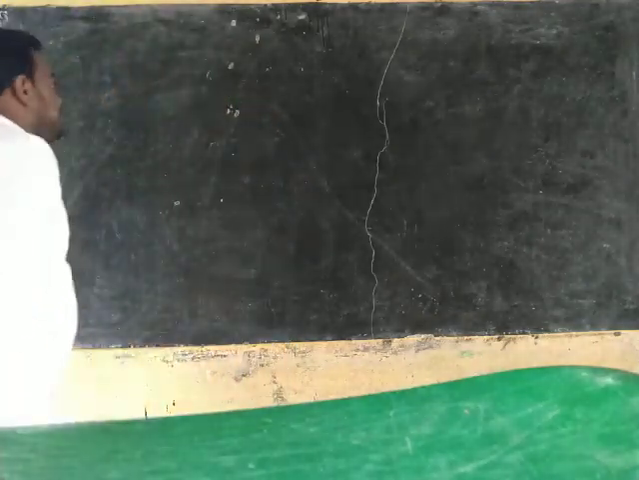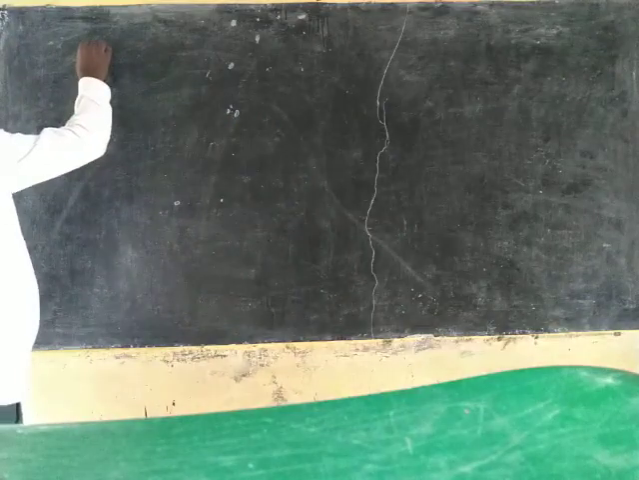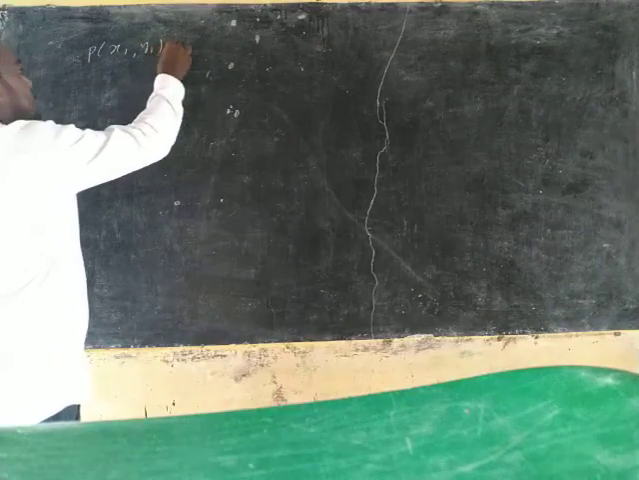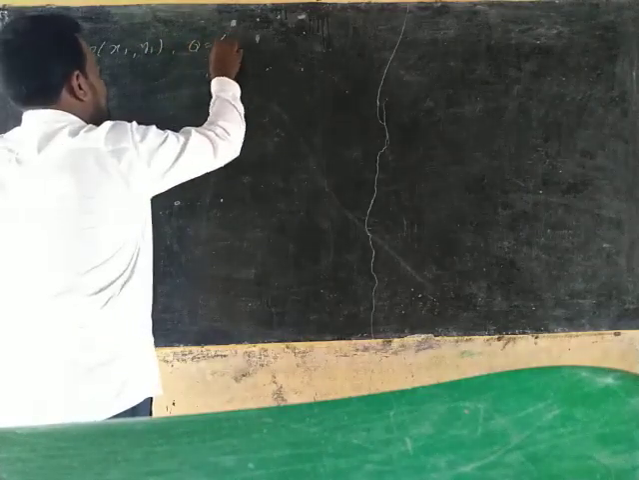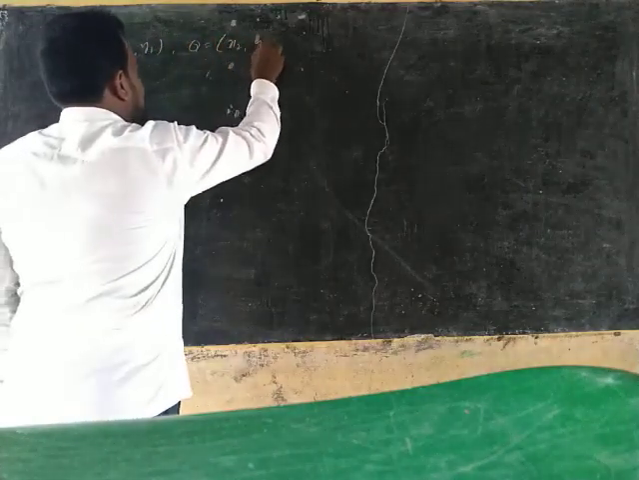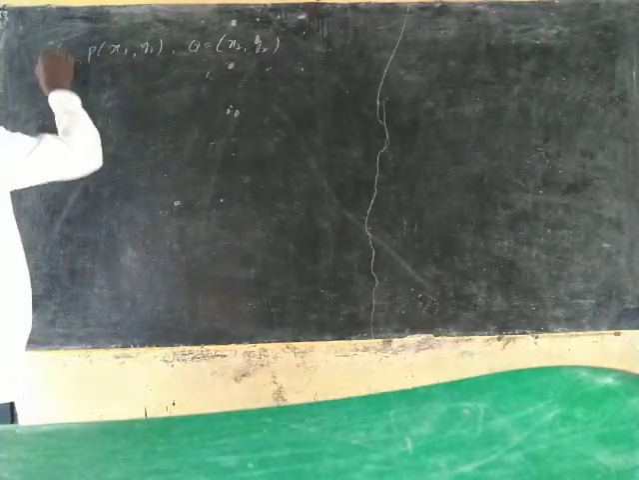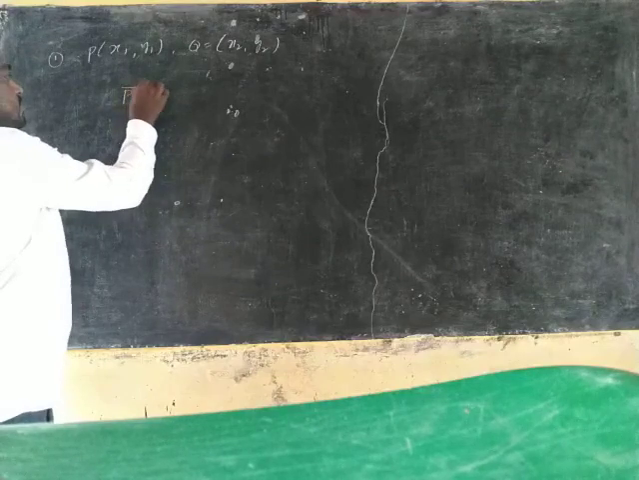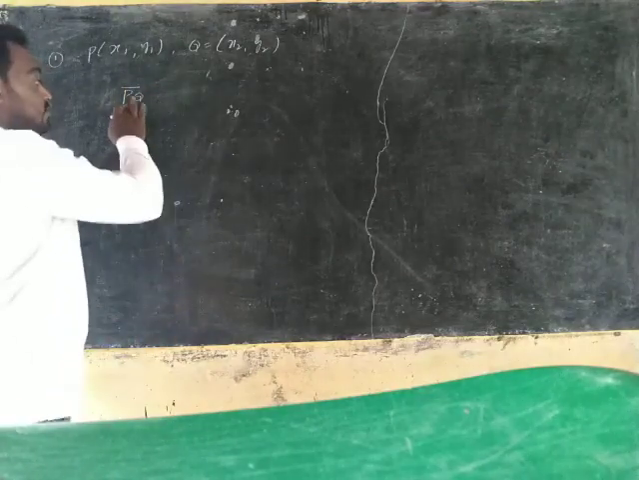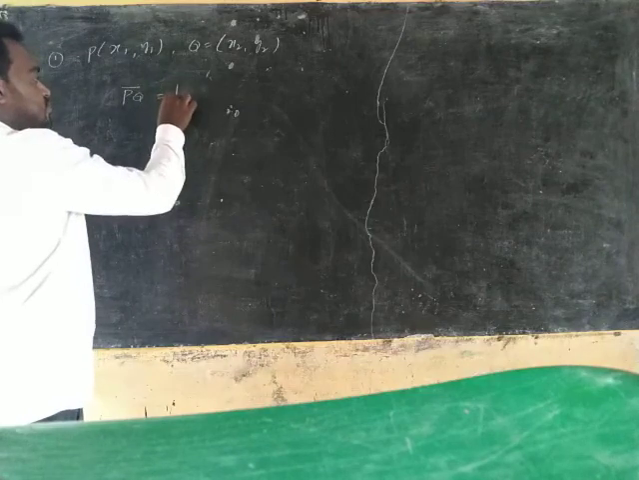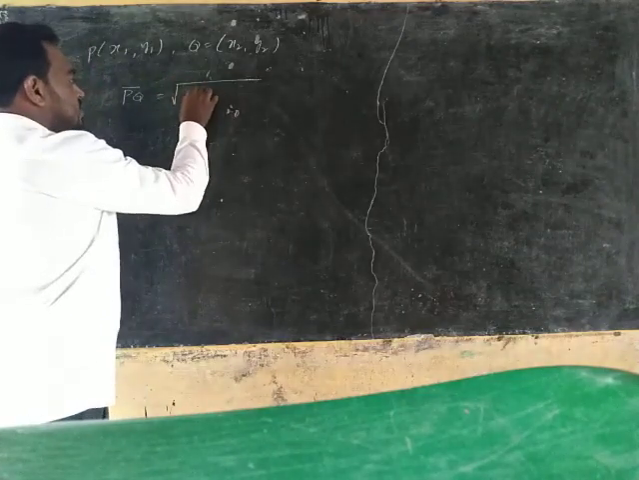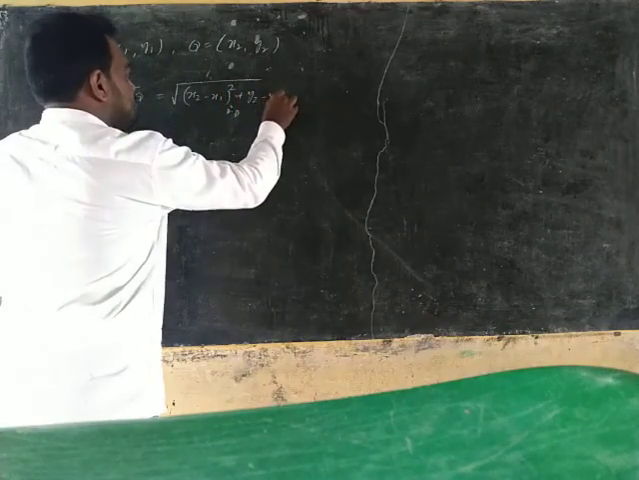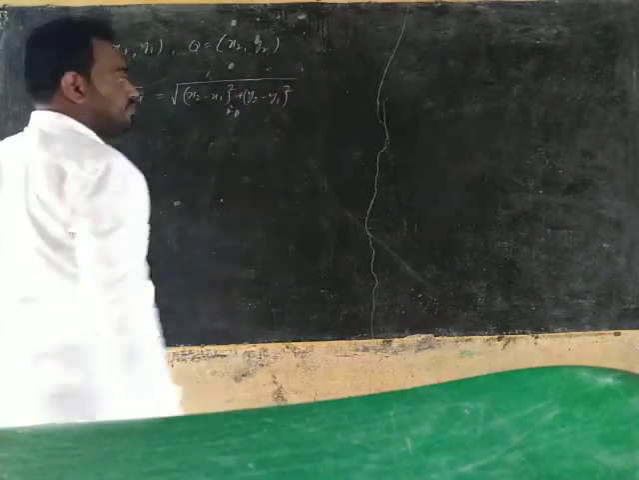Now the distance between the two points P(x1, y1) and Q(x2, y2), these are two points in the plane. Then the distance between these two points is denoted by PQ bar, that means the length PQ, is equal to the square root of (x2 minus x1) whole square plus (y2 minus y1) whole square.